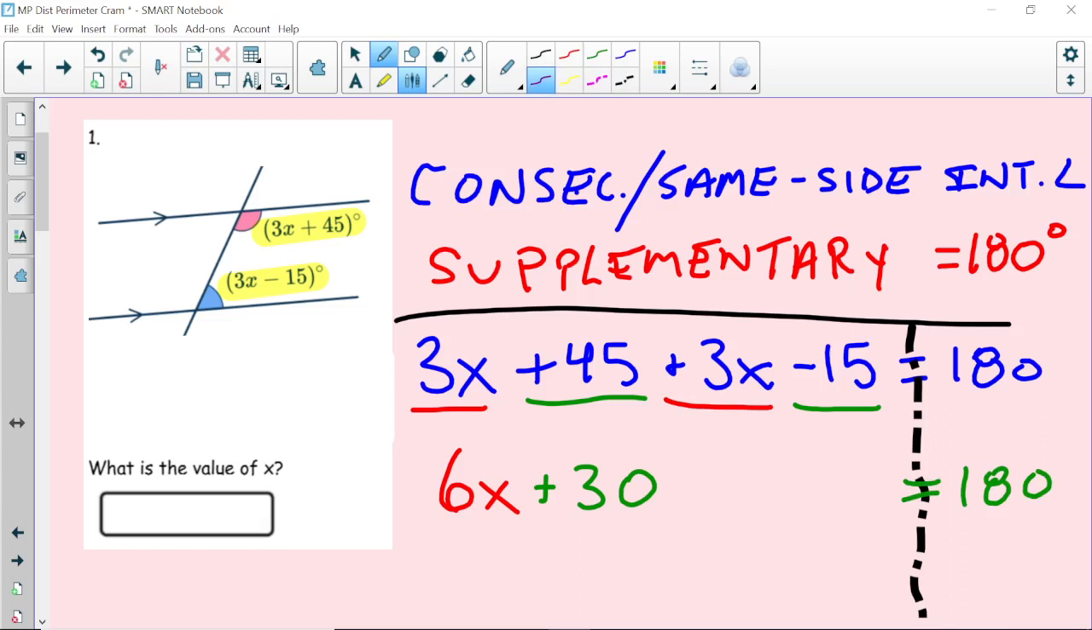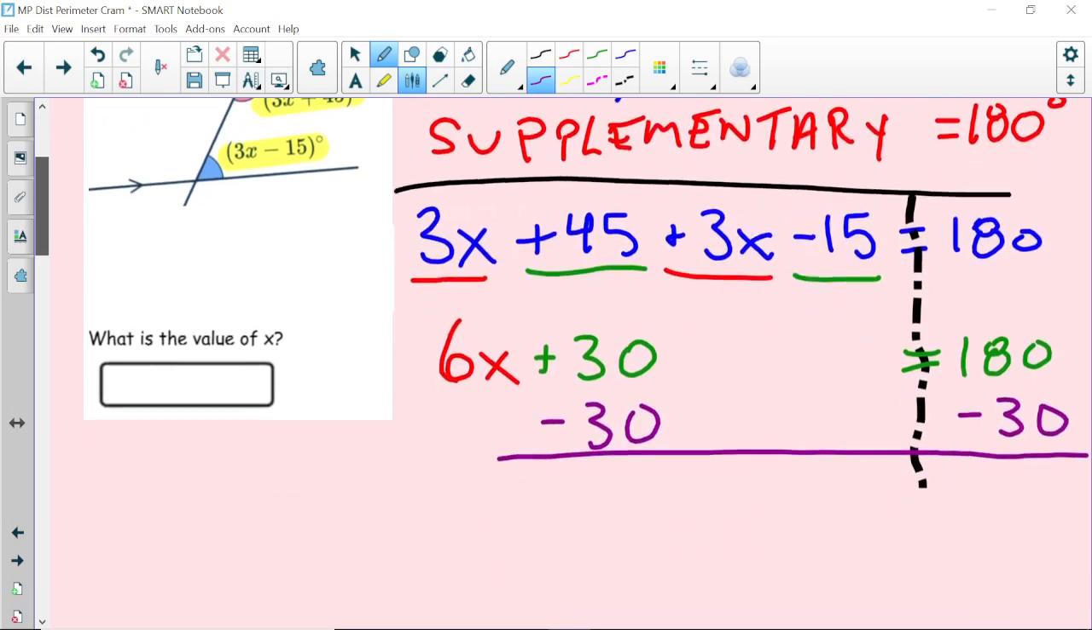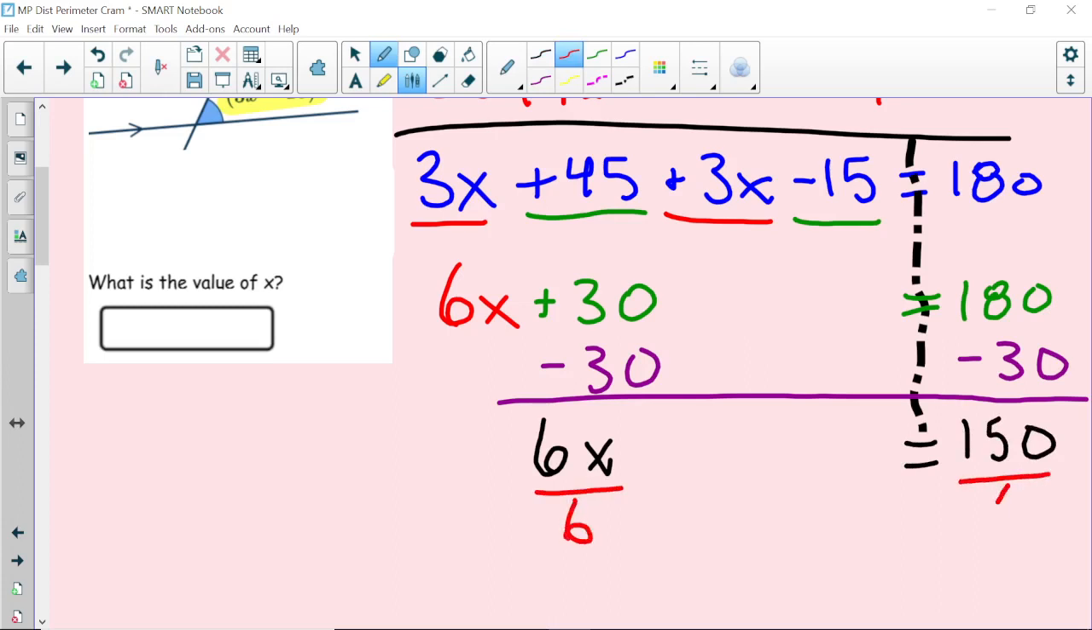Now to get x by itself, the first thing we got to do is subtract the constant, subtract 30 from both sides. I'm going to scroll down just a touch here. So when we subtract 30 on both sides, 6x will drop down on the left. 180 minus 30 is 150. And then lastly, divide both sides by the coefficient, which is 6. That's going to give us x on the left, and then 150 divided by 6 is 25. So what is the value of x? X is 25.